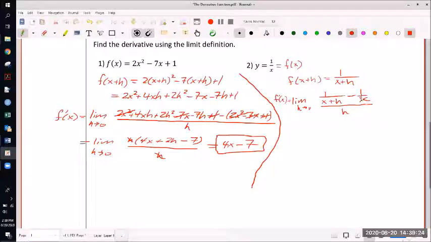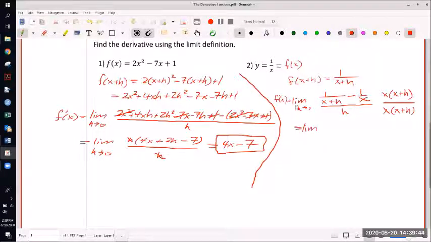So the common denominator is going to be x times x plus h. So what I'm actually going to do here is multiply both the top and the bottom by x times x plus h.